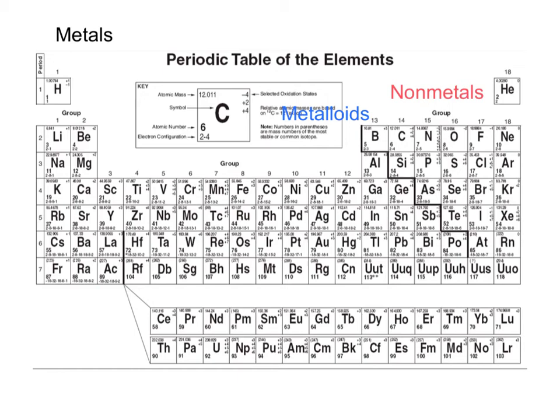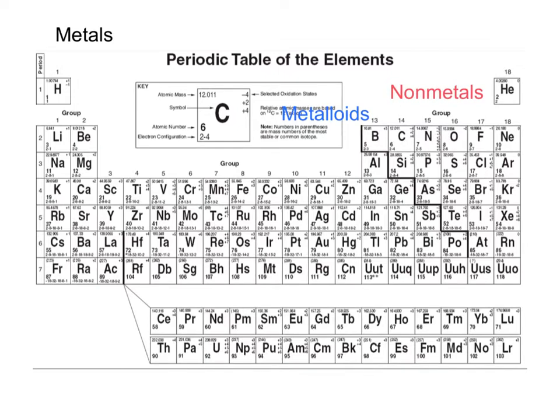Elements on the periodic table can be classified based on their physical and chemical properties. One of the major distinctions of elements on the periodic table is of metals, nonmetals, and metalloids. Based on the physical and chemical properties of each, we can classify elements as such.